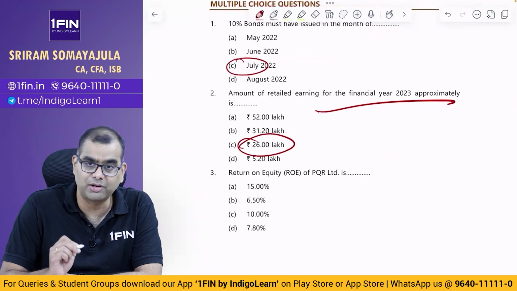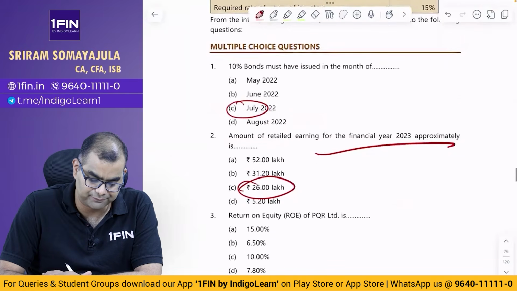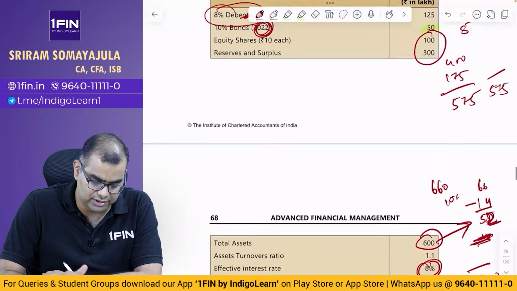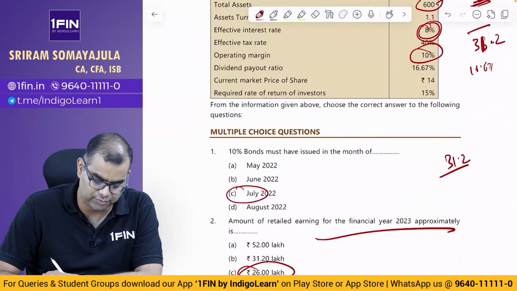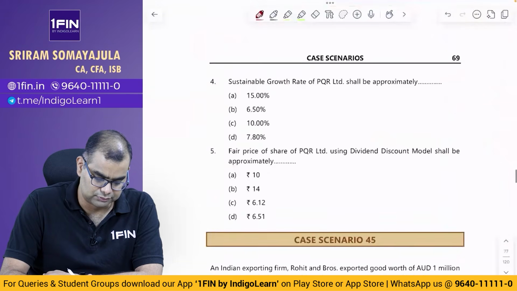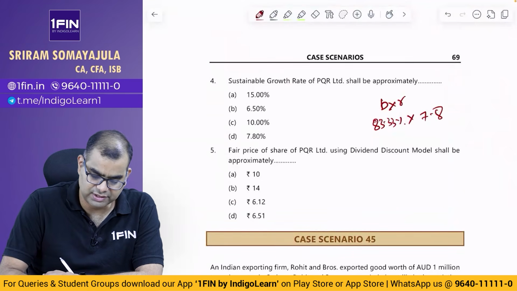26, see, small mistake. Return on equity. What is ROE? ROE is PAT by equity capital. 31.2 is PAT, and what is equity capital? Your equity plus reserves, 400, is 7.8%. Then sustainable growth rate. What is G? G is B into R. B is retention ratio, which is 83.33%, and R is your ROE, which is 7.8. That is 6.5%.